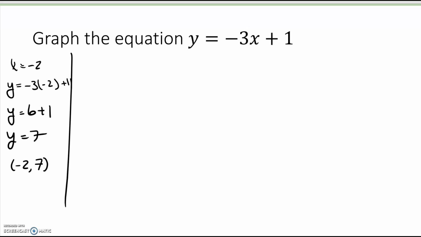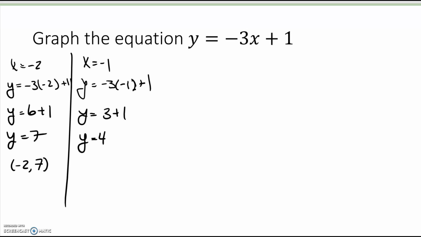All right, let's look at x is equal to -1. So y is equal to -3 times -1 plus 1. So a negative times a negative is a positive. 3 times 1 is 3, plus 1. So that's going to be 4. Okay, so our second ordered pair is going to be (-1, 4).